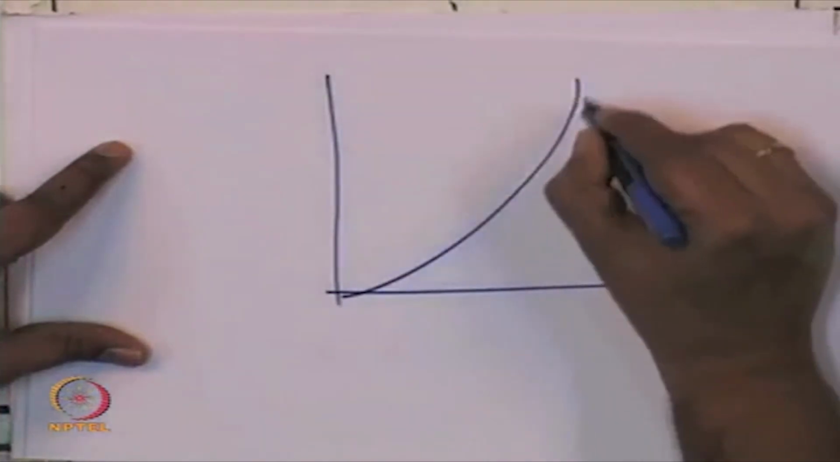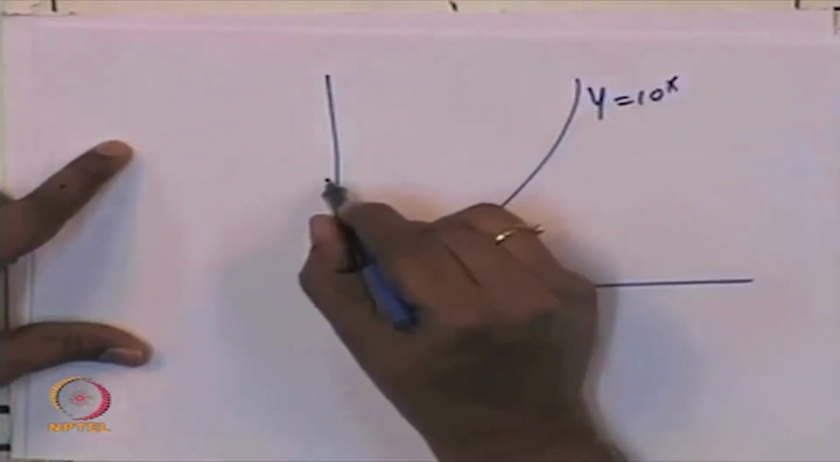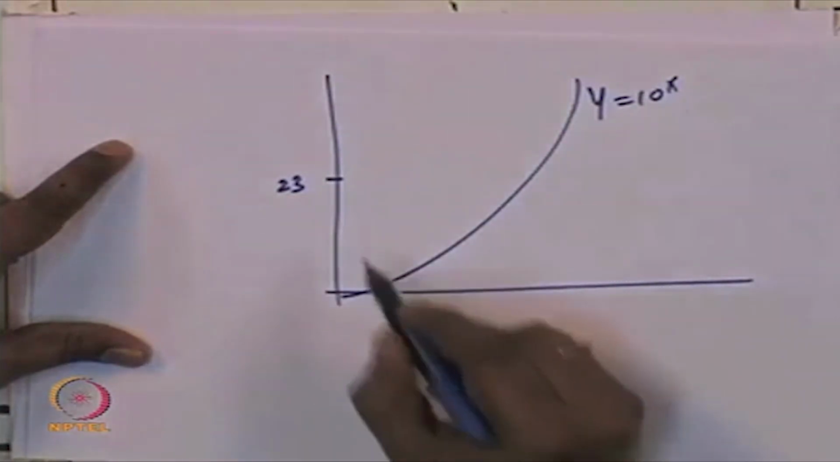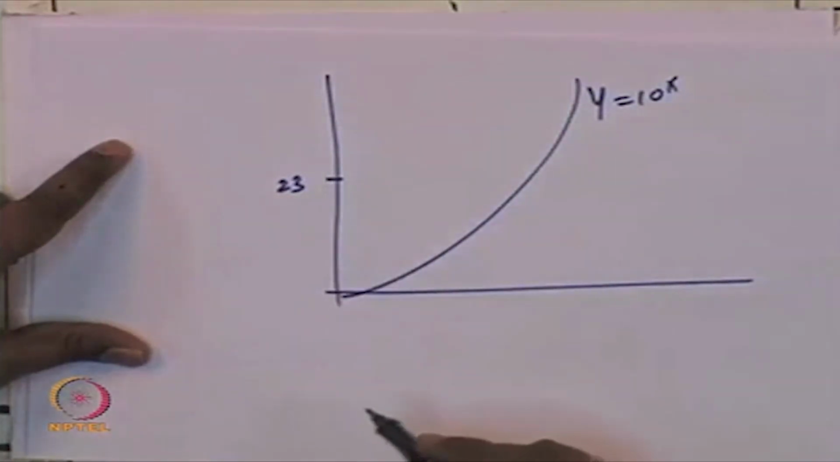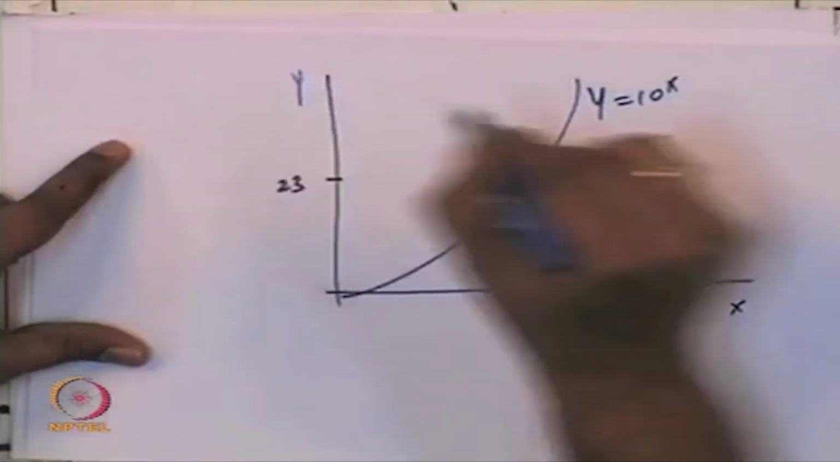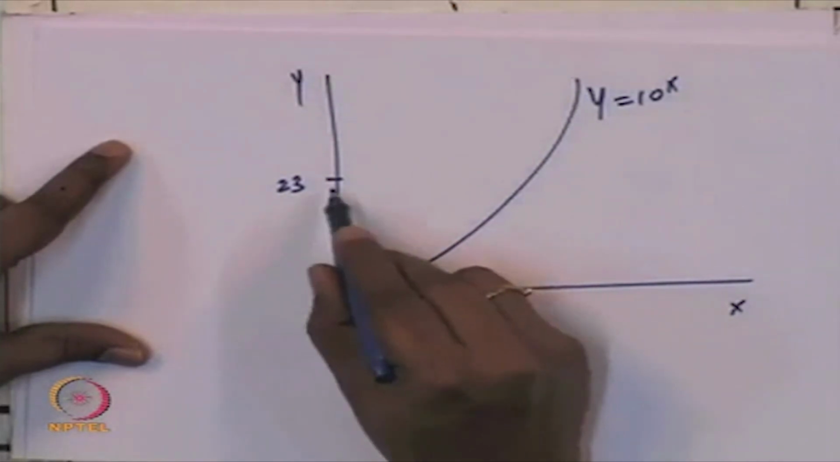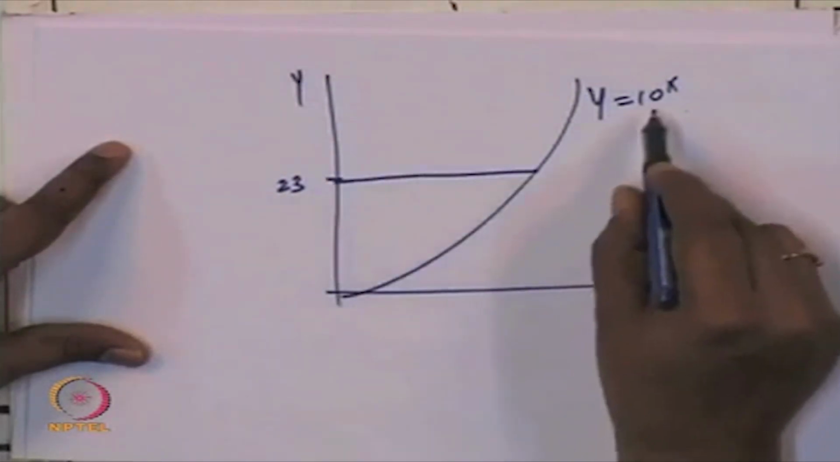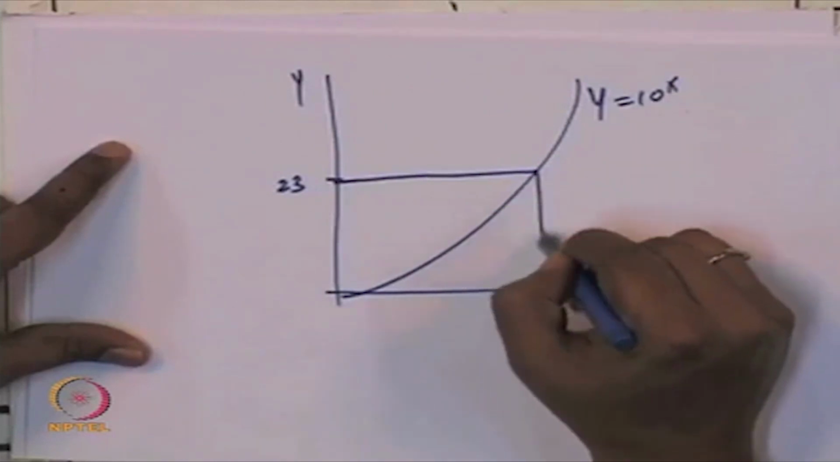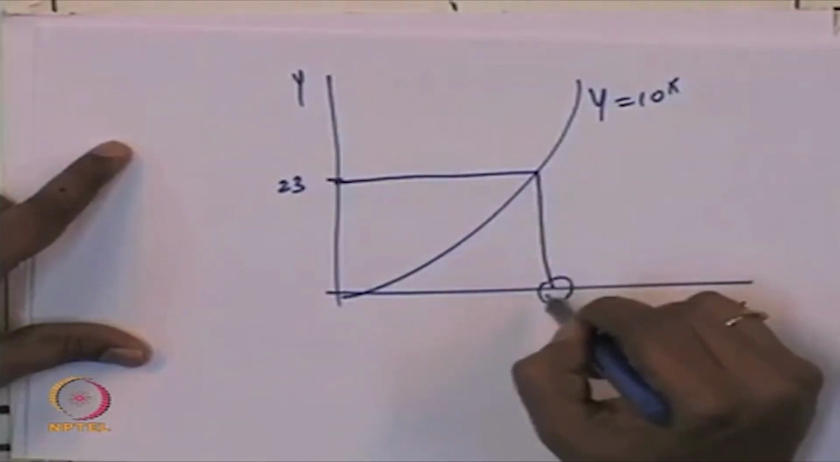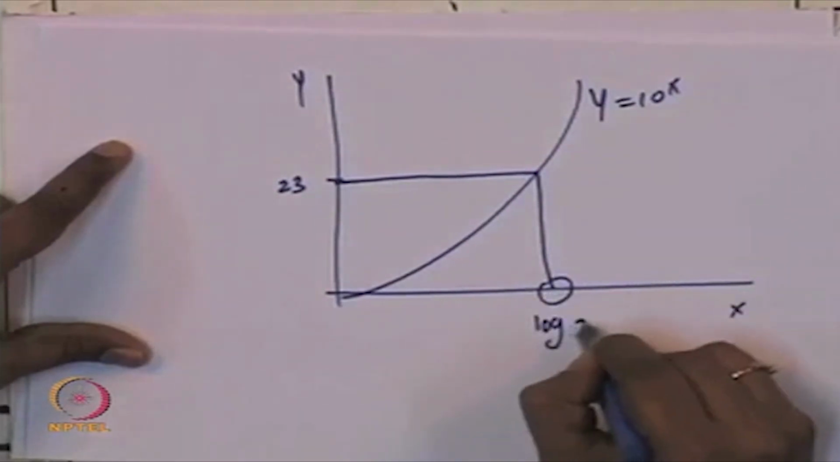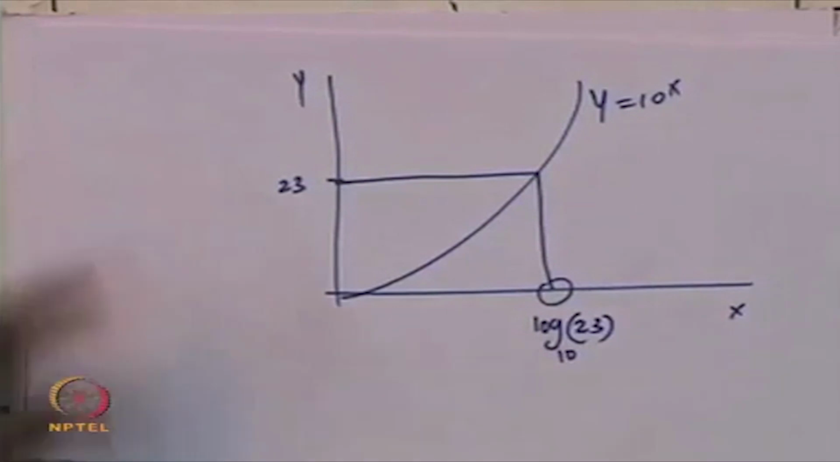Let us, for example, just like we saw here, say this is y equal to 10 power x, and any value, let us say this is 23. If you want to calculate the log of 23, so this is x, this is y, and this curve is y equal to 10 power x. If you want to calculate the log of 23, draw a line, and wherever it hits the 10 power x curve, bring it down, and this value is log of 23 to the base 10.